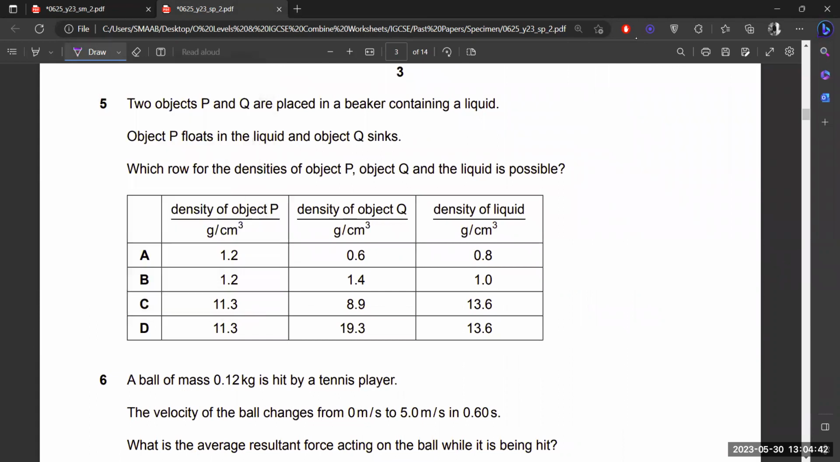Okay, question number 5. Two objects P and Q are placed in a beaker containing a liquid. Object P floats and object Q sinks. When an object sinks, it means the density of that object is greater than the liquid. So when the density of the object is greater than the liquid, in that case the object will sink. And if the object is floating, that means its density is less than the liquid.